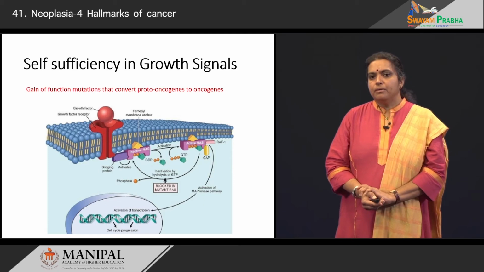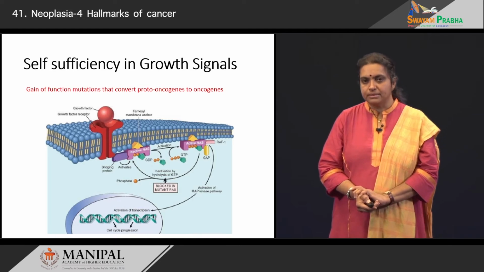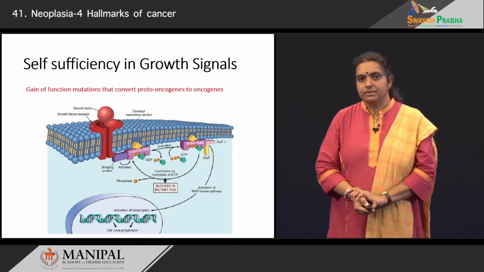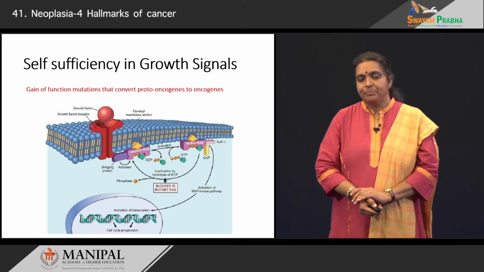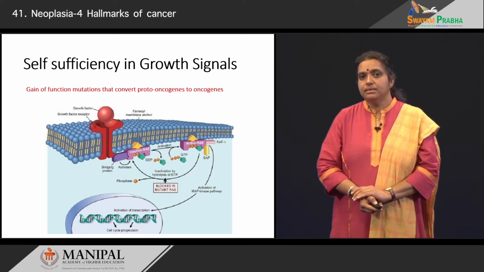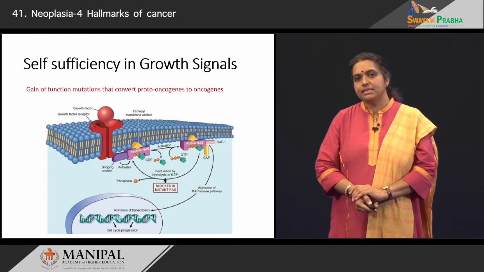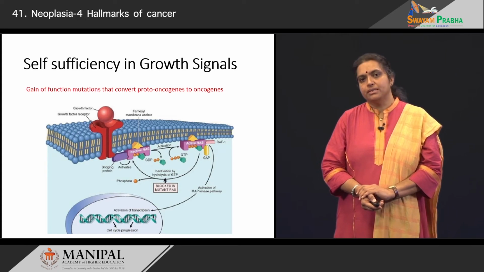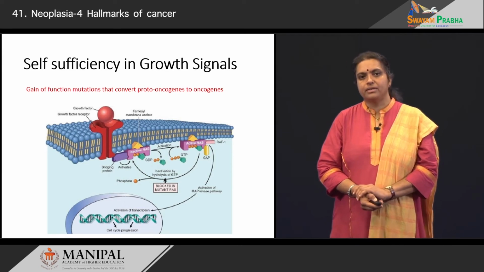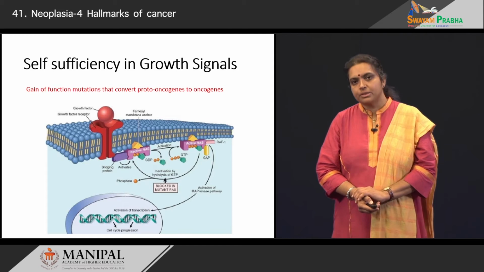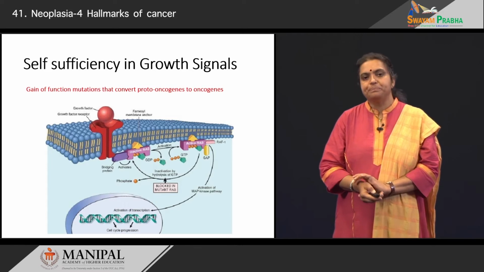Okay, so now what happens is each of these are coded by genes: the growth factors, the growth factor receptors, the RAS, these all have certain genes that code for them. So, when a cancer cell forms, there is a gain of function mutation that converts these normal proto-oncogenes to oncogenes. So, there is a mutation that converts all these, whether it is a growth factor or a receptor or a RAS gene or a transcription factor, from its normal proto-oncogene state to an oncogene.